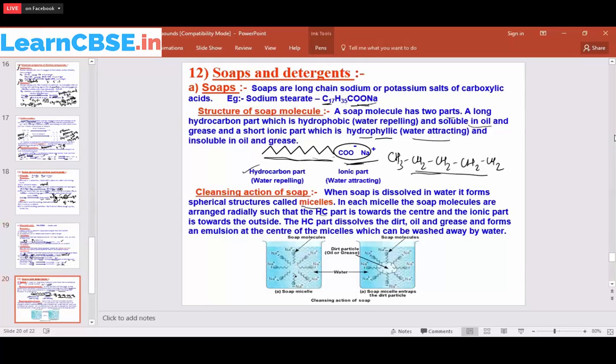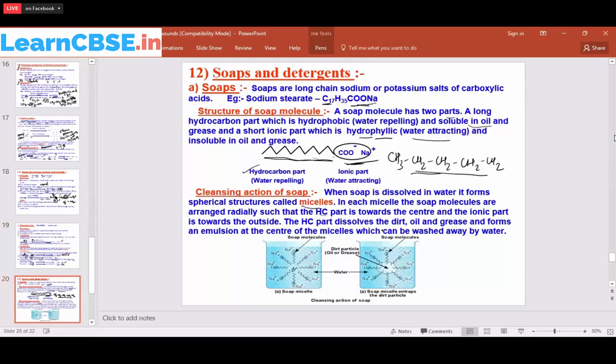Why it's forming like this is, suppose the dirt is here, if the dirt is here. So all the hydrocarbons are able to remove the dirt from the cloth. That is why all the hydrocarbon chains are facing towards the center, and the ionic part is towards the outside.